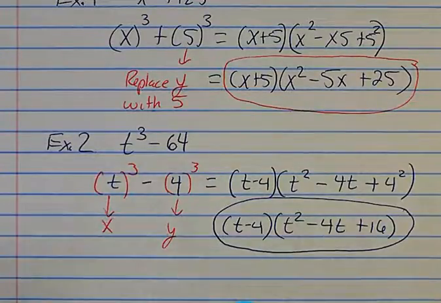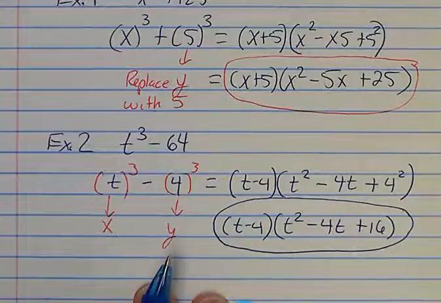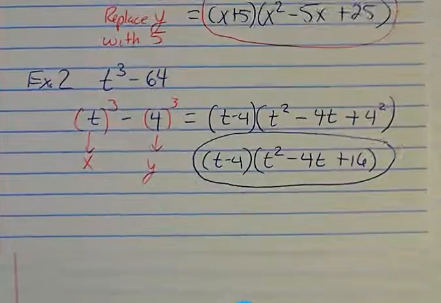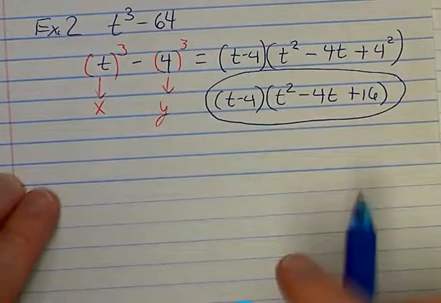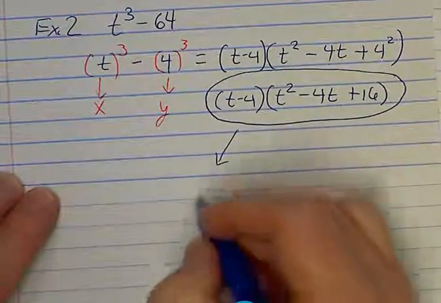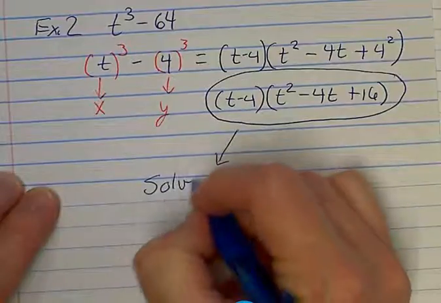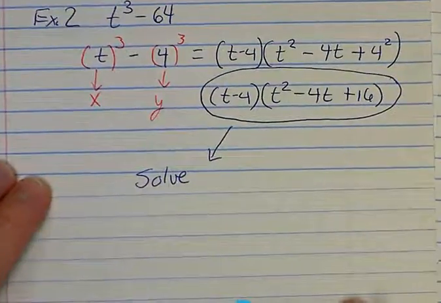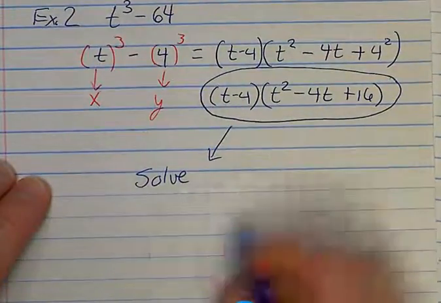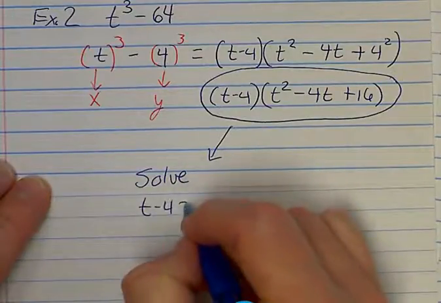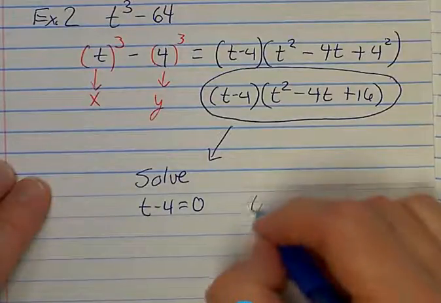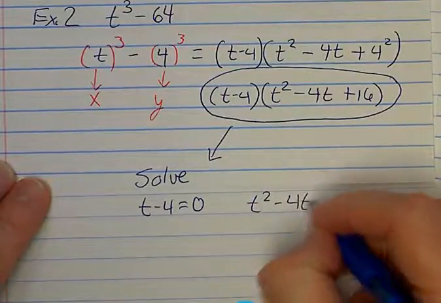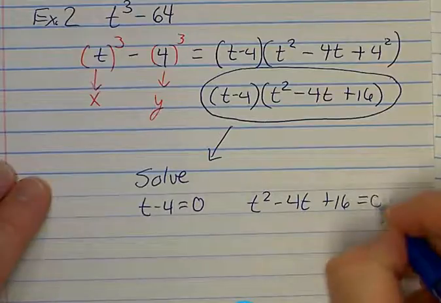Now, here's where we're going to add one little step to this one, and this will be the last thing that we'll do. If you have something in factored form, like we've got with this one, if they ask you to solve this one, because it's in factored form, we would take both of those two parentheses and set them equal to 0. So we've got t minus 4 equal to 0. You also would have t squared minus 4t plus 16 equal to 0.